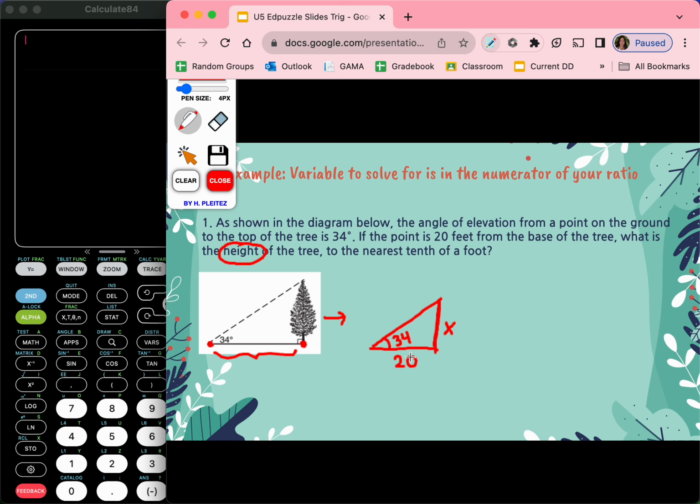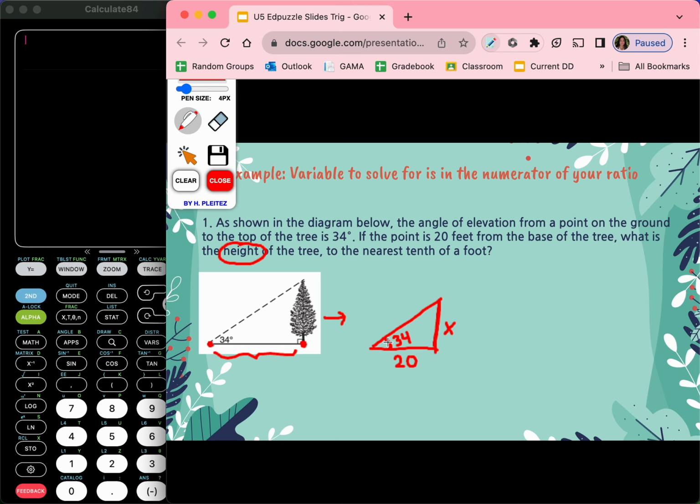Now we want the height of the tree. Okay, so we've already accounted for that. So now we need to identify our reference angle. Well, the reference angle is the given angle that we have. They give us this 34 degrees. We're going to use it. So our reference angle is the 34 degree angle.